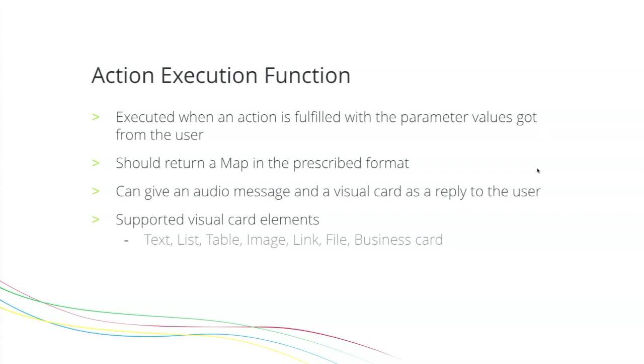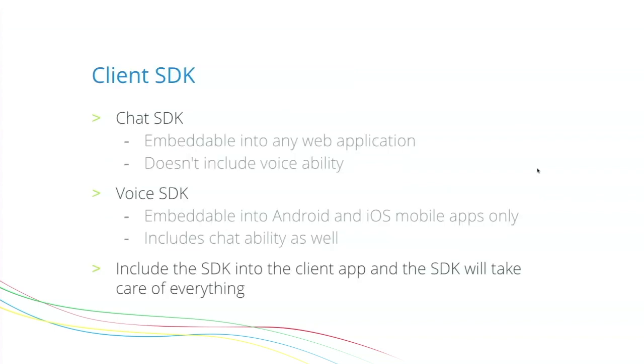And then we get to the third part, which is the execution function. This is done in Deluge code, and it's going to return as a map, audio message, or a text, which we're going to call a visual card. The reason we call it a visual card is we're going to be able to add multiple elements into that card, from text to an image and text, or a link, or a table and a text, or a list. So it's up to you how you want to answer in the right format.